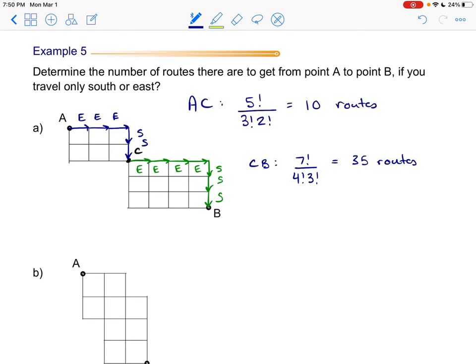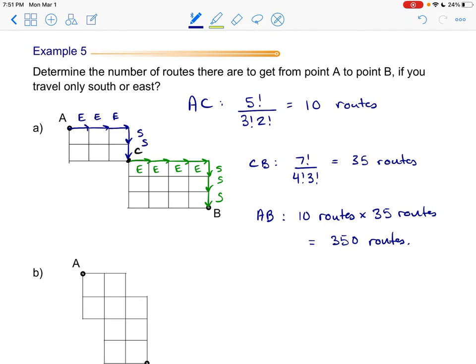And then think all the way back to the difference between and or. We have to do both A to C and C to B, not either or. You have to do both. So we want to multiply then our two sets together to get to AB, which is going to be 10 routes times 35 routes is 350 routes total.